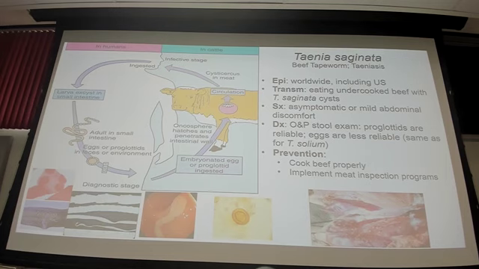So if we were to ingest the eggs themselves, that would probably destroy those eggs. They wouldn't be able to hatch. We don't provide the right environmental cues for that. So because of that, we don't get cysticercosis like we could get with Taenia solium.